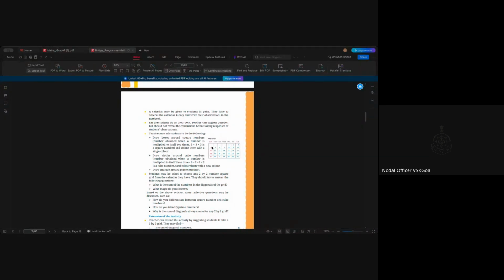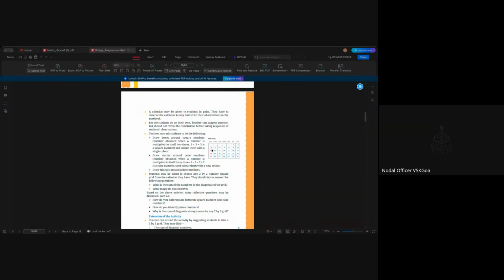Now for example, over here you see a 2 by 2 grid. You can take this column, you can take this row, you can take this row. And now what you have to do is try to answer the following questions. What is the sum of the numbers in the diagonal of the grid? What magic do you observe?